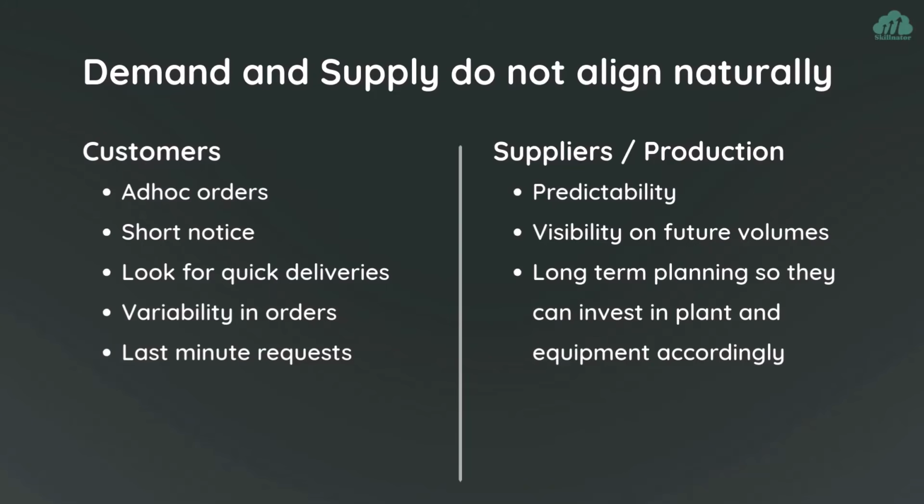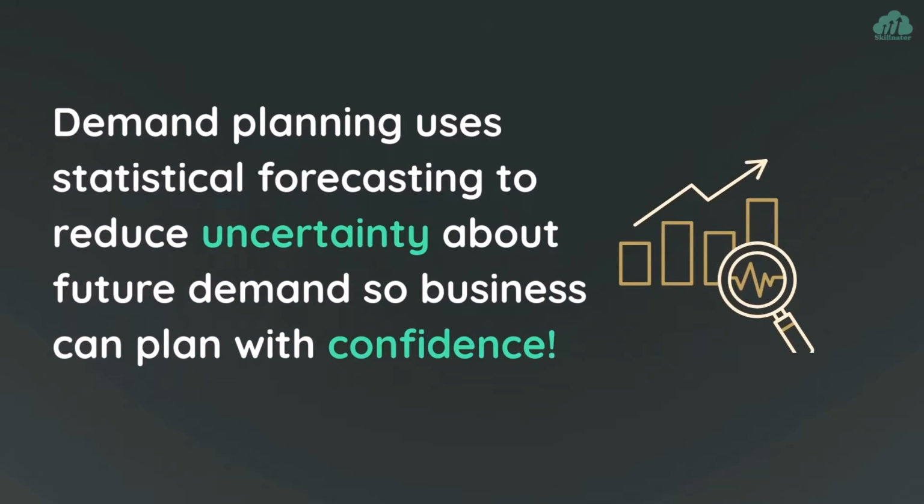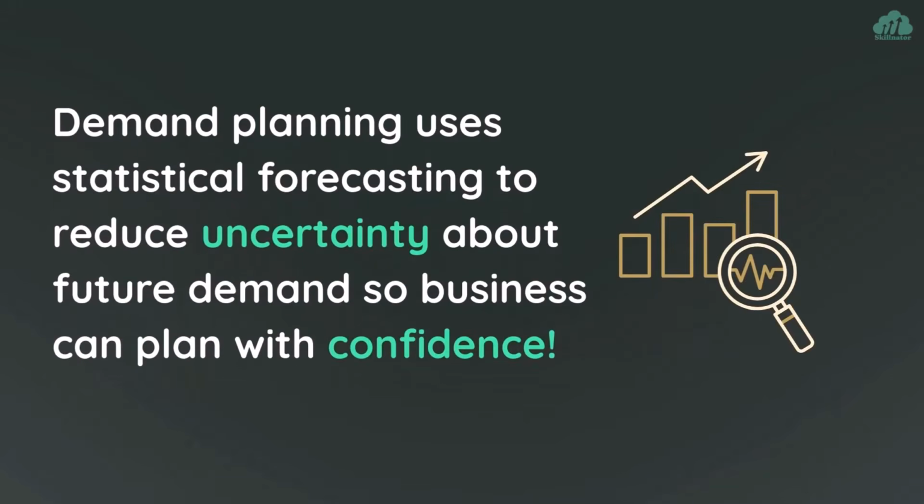So demand planning sits right in the middle between the customers and the supply side of the business. Its role is to translate the uncertain customer demand into actionable numbers that production, procurement, and various other functions of the business can work with. So if I had to summarize demand planning in one line, it would be this: demand planning reduces uncertainty so the business can plan with confidence.